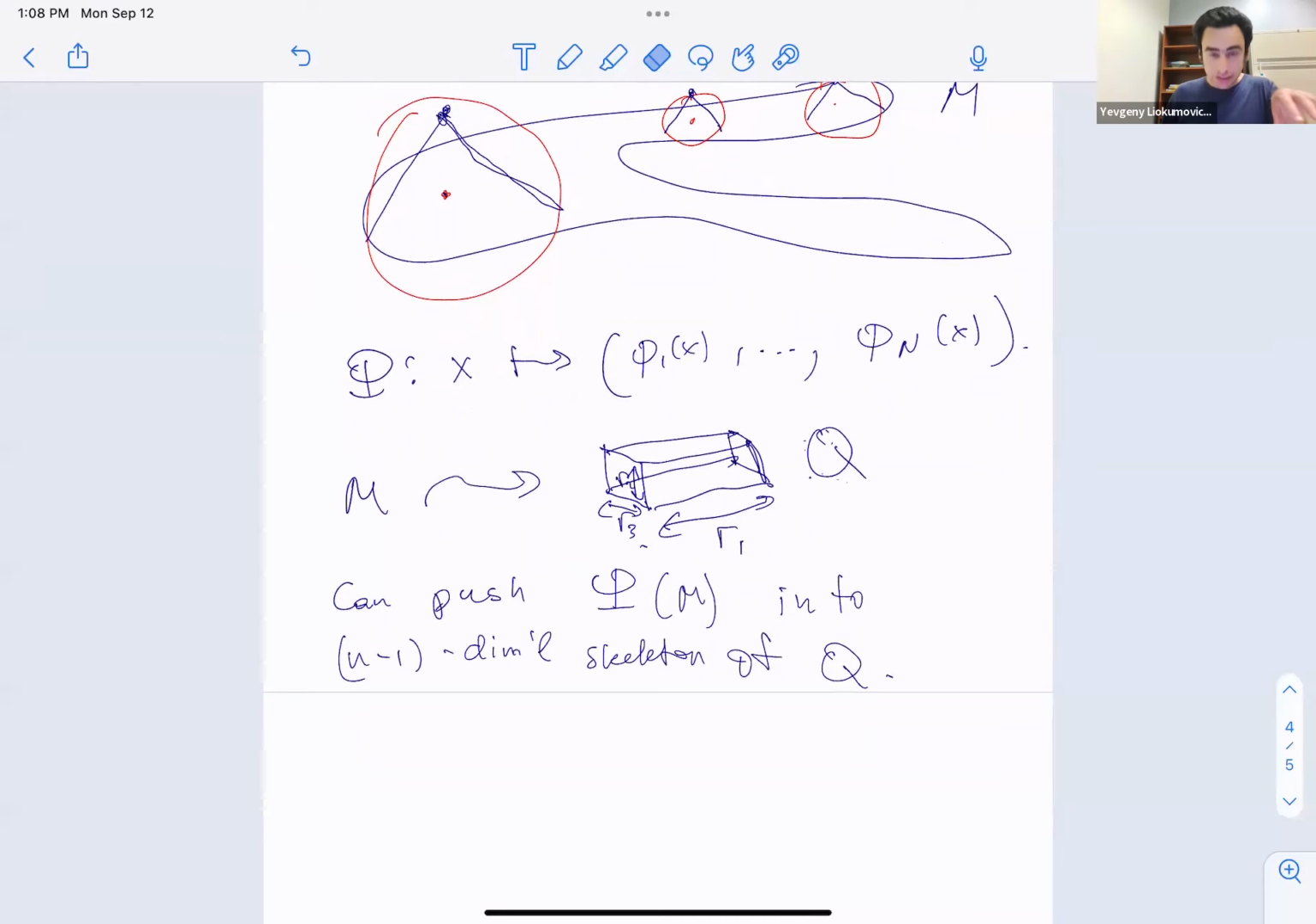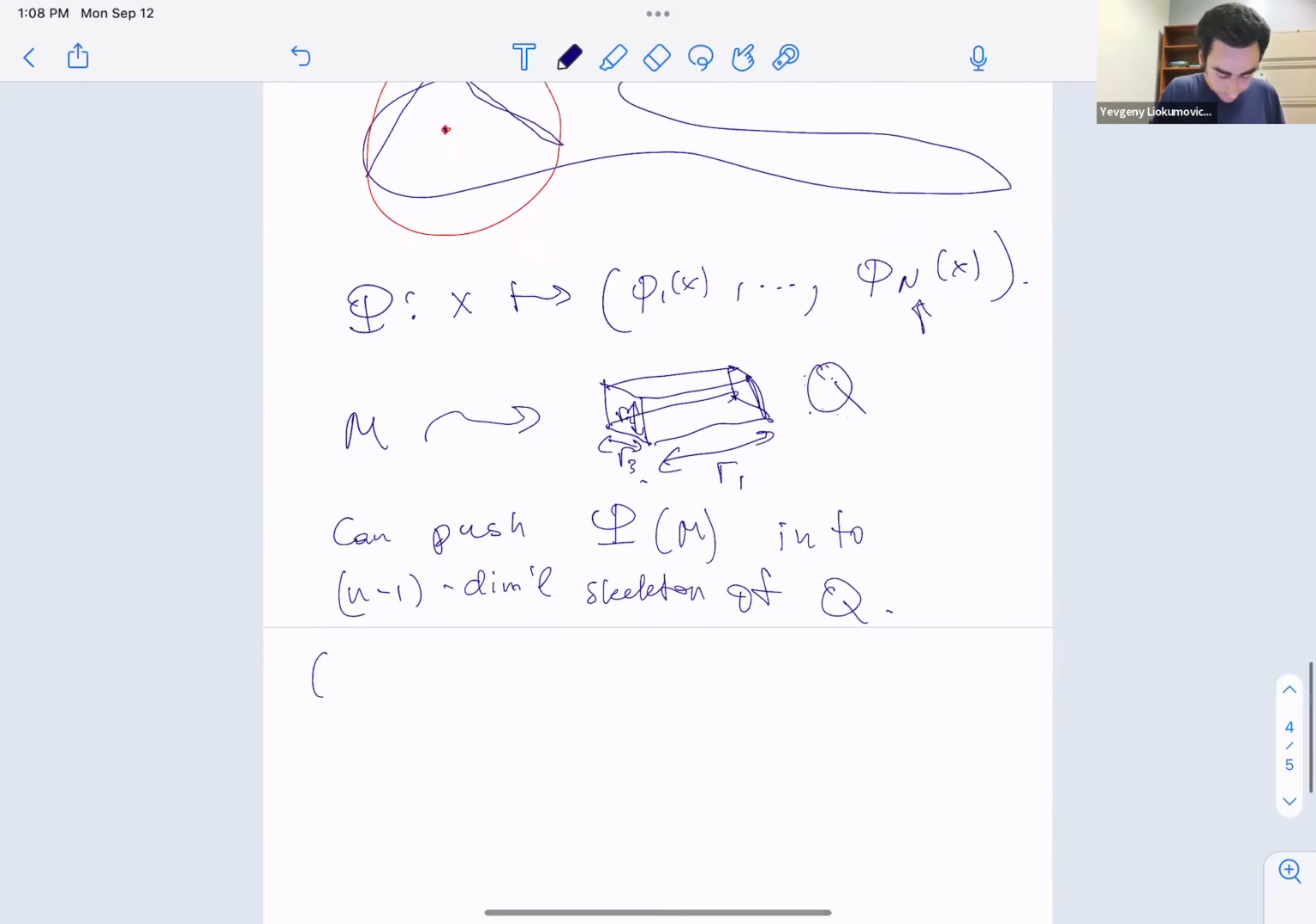And the reason why you can make this inductive push, even though you don't have control on how many times you need to push into a smaller skeleton, is precisely because you can carefully use the isoperimetric inequality in this rectangle, using isoperimetric inequality.